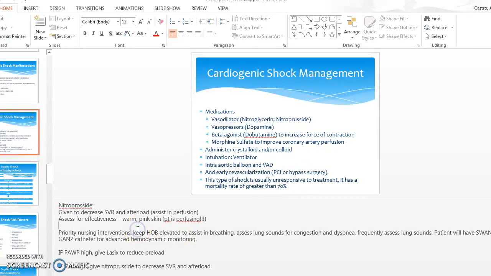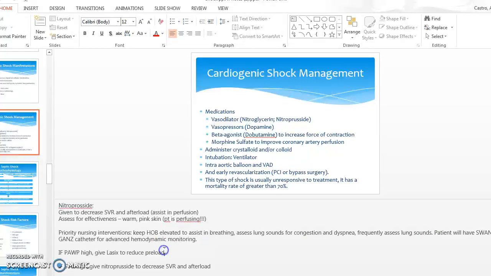Our primary nursing interventions, along with the administration of drugs and support with ventilator and IABP, are keeping the head of the bed elevated to assist in breathing. We need to make sure that we're assessing lung sounds, because remember we said that if the left ventricle is not functioning, then we're going to get pulmonary edema. So we may have to administer Lasix for pulmonary edema. We also need to frequently assess the lung sounds, again looking for pulmonary edema and congestion.